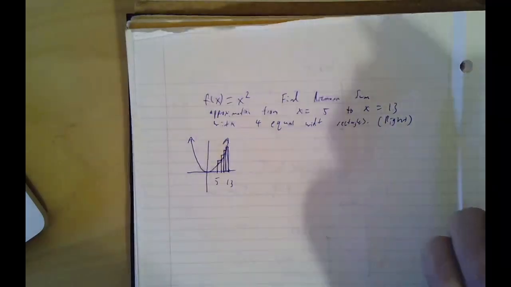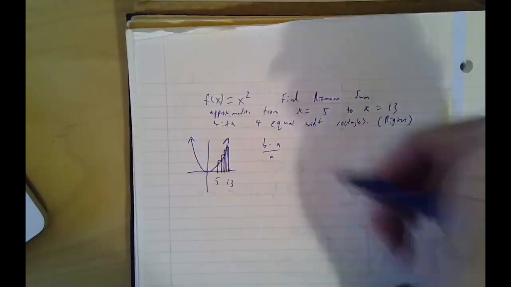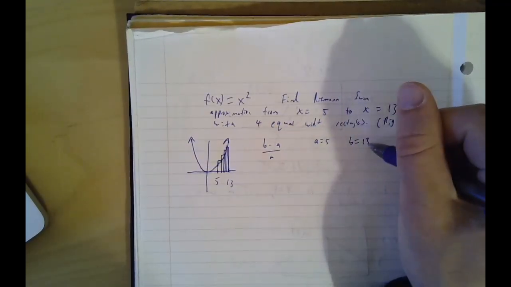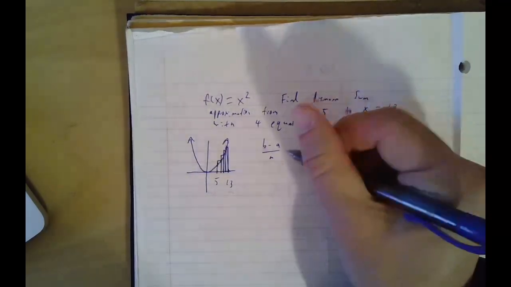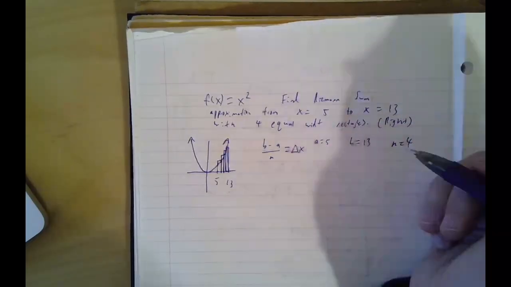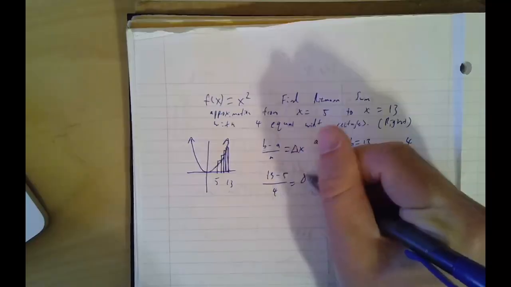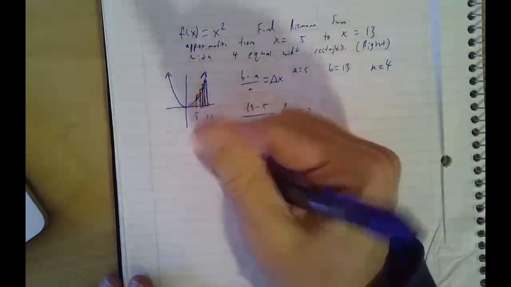The first thing you're going to do is find the width. Again, the equation for the width is b minus a over n. Let's label what a and b are. A is 5, that's our start point. B is 13, that's our end point. And n is the number of rectangles, that's 4. This is going to give us our delta x, which we need. So 13 minus 5 over 4, that's 8 over 4, that's 2. That means each of my 4 rectangles is 2 wide.